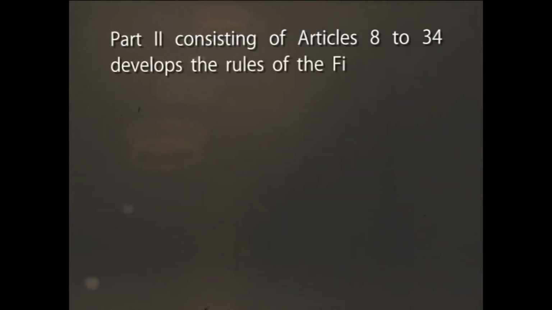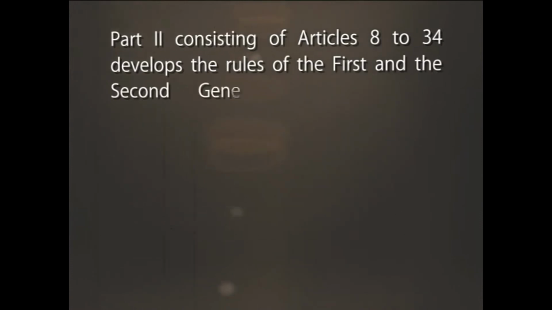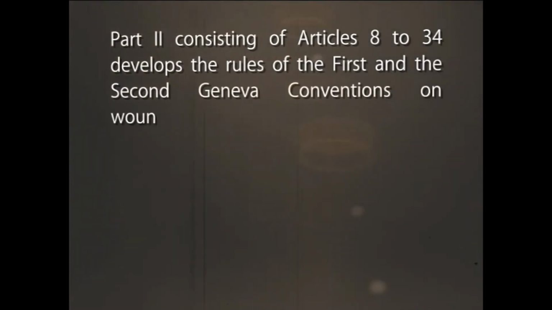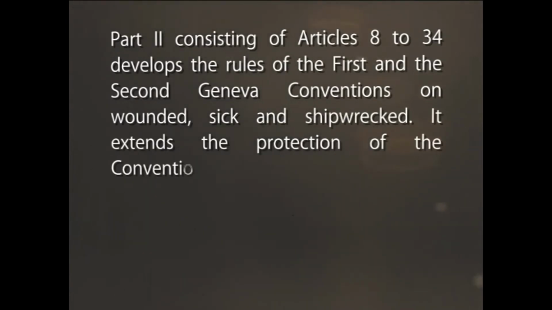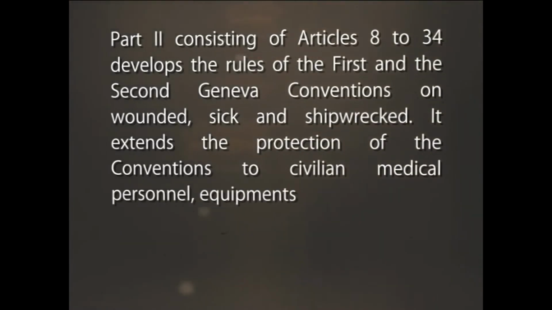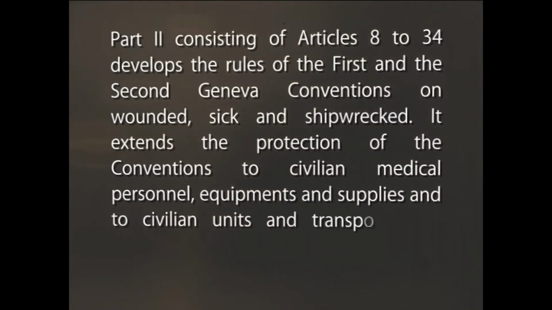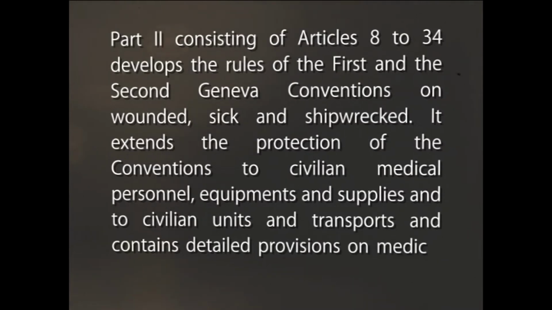Part 2, consisting of Articles 8 to 34, develops the rules of the First and the Second Geneva Convention on Wounded, Sick and Shipwrecked. It extends the protection of the conventions to civilian medical personnel, equipment and supplies, and to civilian units and transports, and contains detailed provisions on medical transportation.